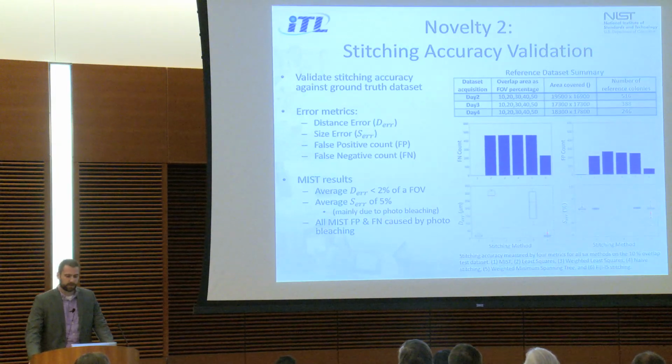For MIST, we acquired 3 test data sets of stem cell colonies over varying image overlaps and sizes. And the ground truth data was acquired to get the positions on the stage and the sizes of the colonies within a single field of view. On average, MIST has a distance error of less than 2% of a field of view and a size error of 5%. The size error, false positive, and false negative rates were primarily due to photo bleaching as the samples were acquired.